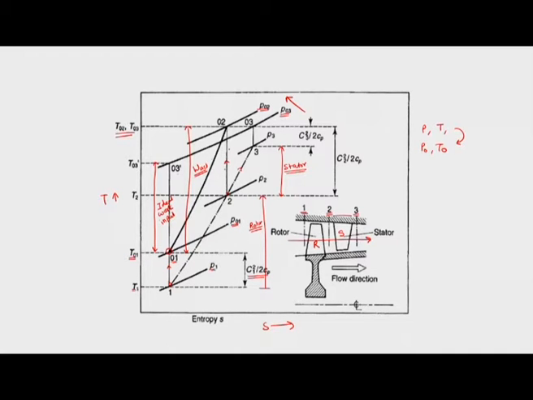Similarly, this height is half C2 square upon Cp, and this height is half C3 square upon Cp, where C is the absolute velocity of the flow. So, this is what we had seen till this time. Now, we will see how the pressure and temperatures are going to vary in case of an axial compressor.